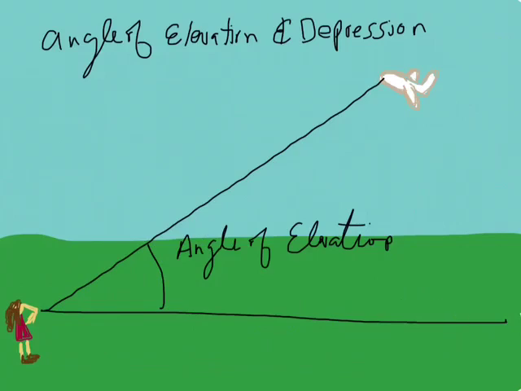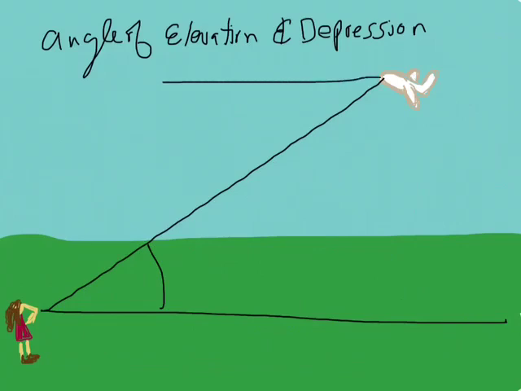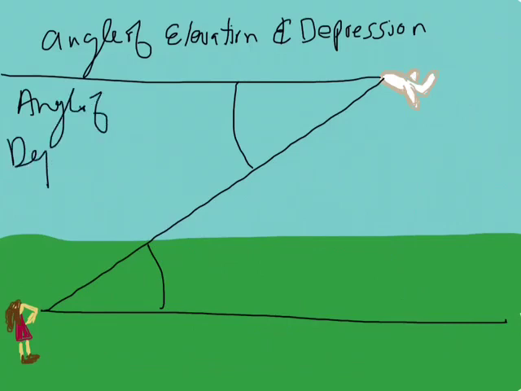I'm going to erase this because we're going to do some problems on here. But now let's look at angle of depression. To do that, I need to draw one more line here. This is kind of the path of this plane. This is our angle of depression.